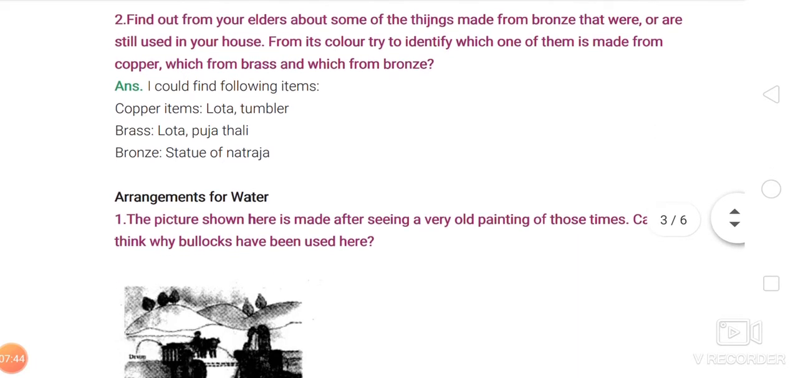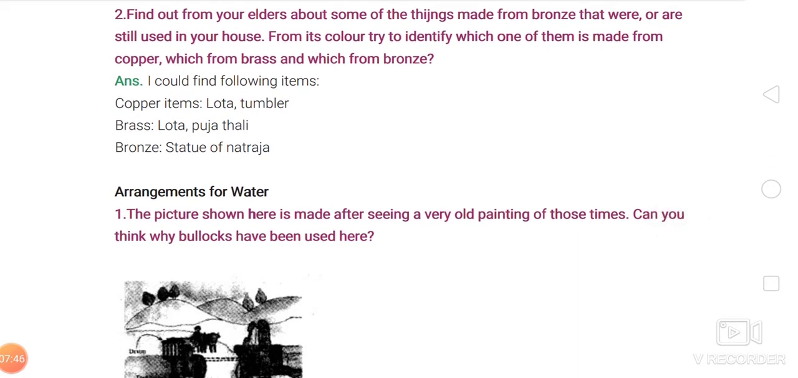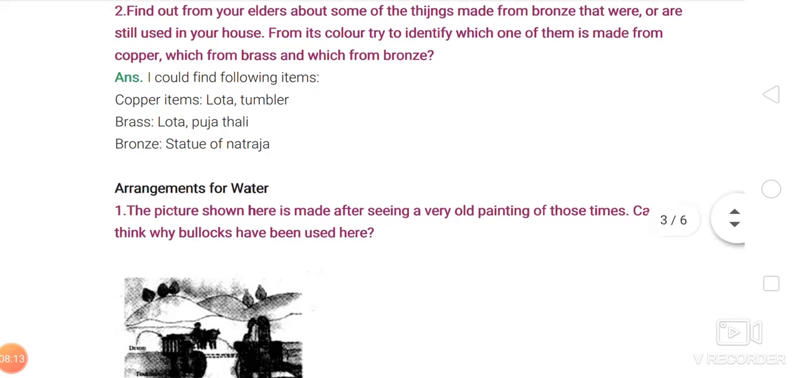Find out from your elders about some of the things made from bronze that were or are still used in your house. From its color, try to identify which one of them is made from copper, which from brass, and which from bronze. I could find the following items: copper items, lota, tumbler; brass, lota, puja thali; bronze, statue of Nataraj. Fine, these are some of the examples.